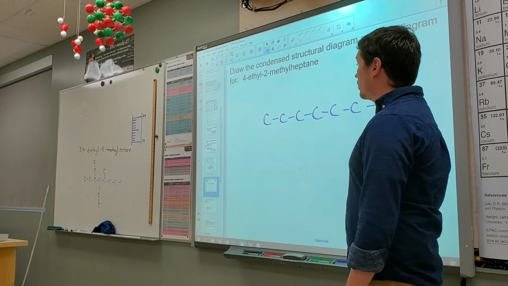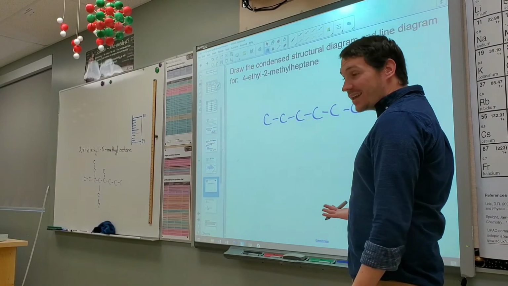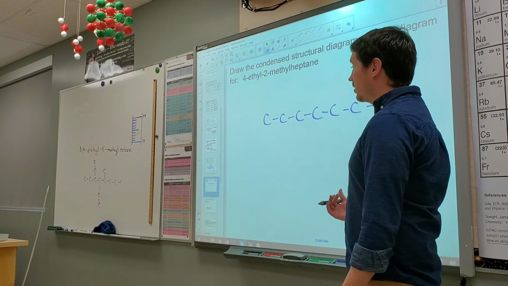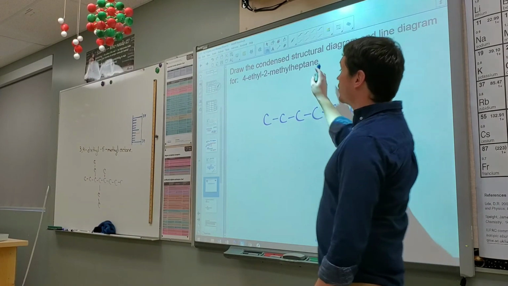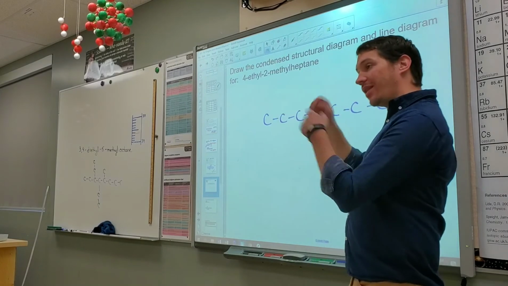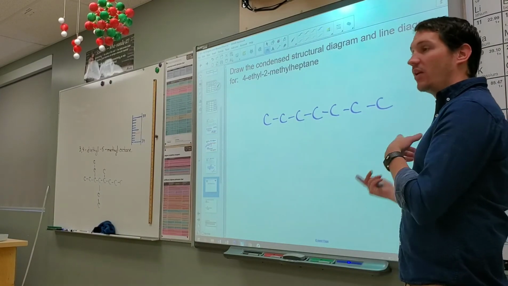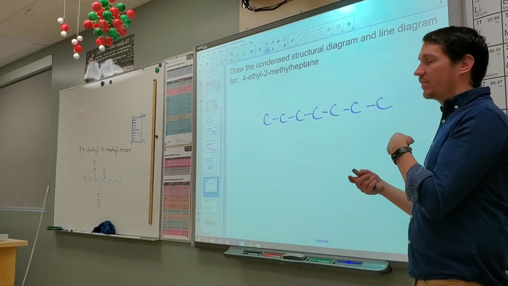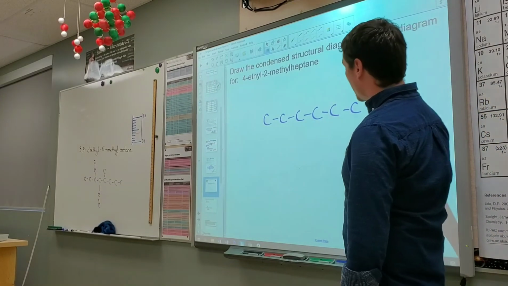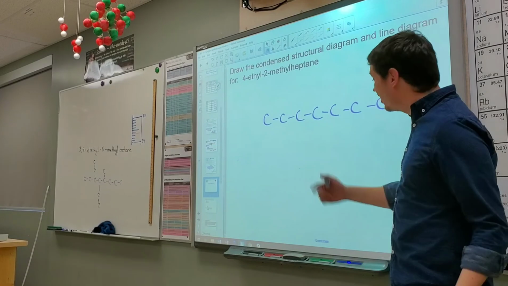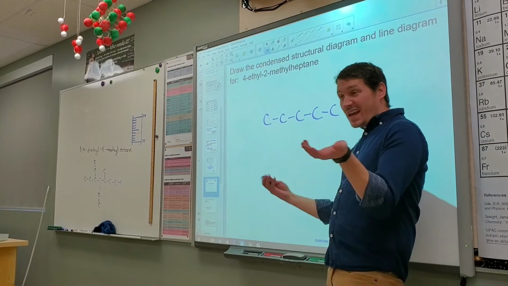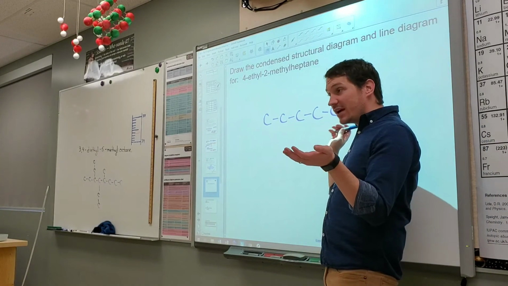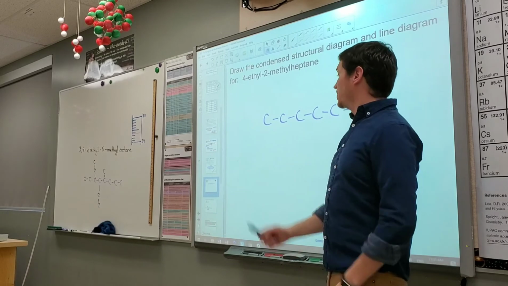So when I look at this, do you agree? In a condensed structural diagram, we're not allowed the lines, right? We have to show every carbon, but we can group all the carbon hydrogens together. So we're going to start with heptane, 7. And do you like starting numbering from left to right? Yes, that's probably what most people's priority is.